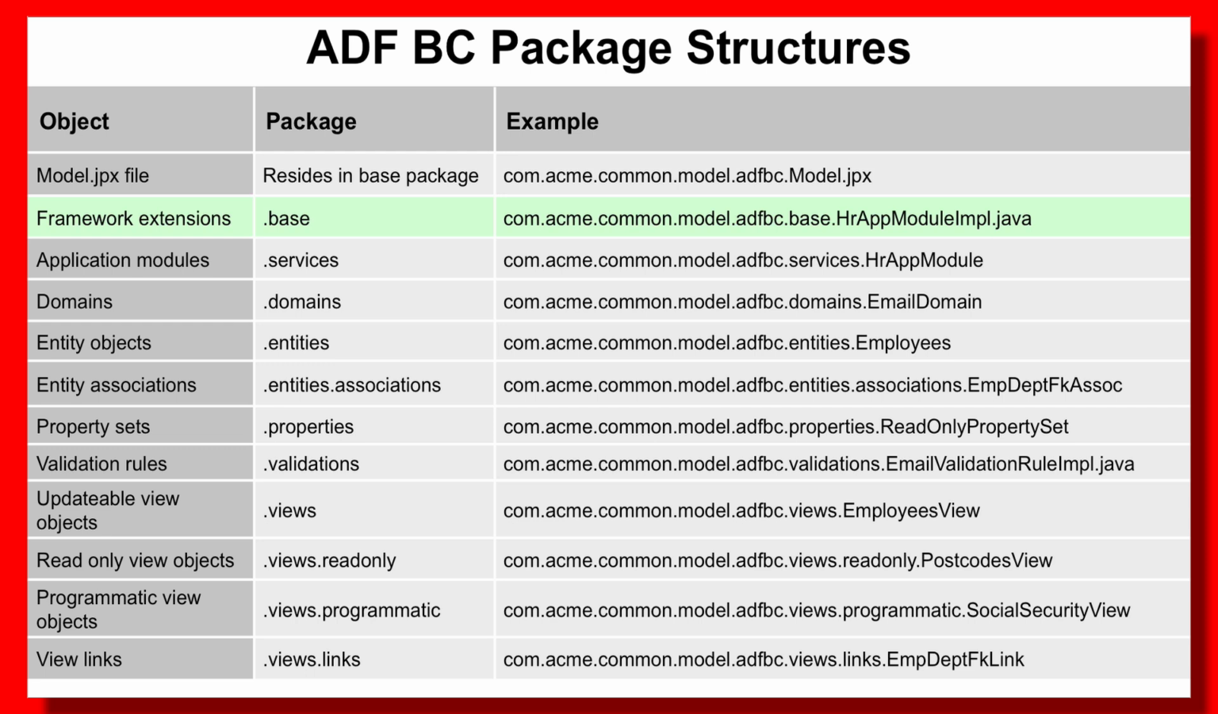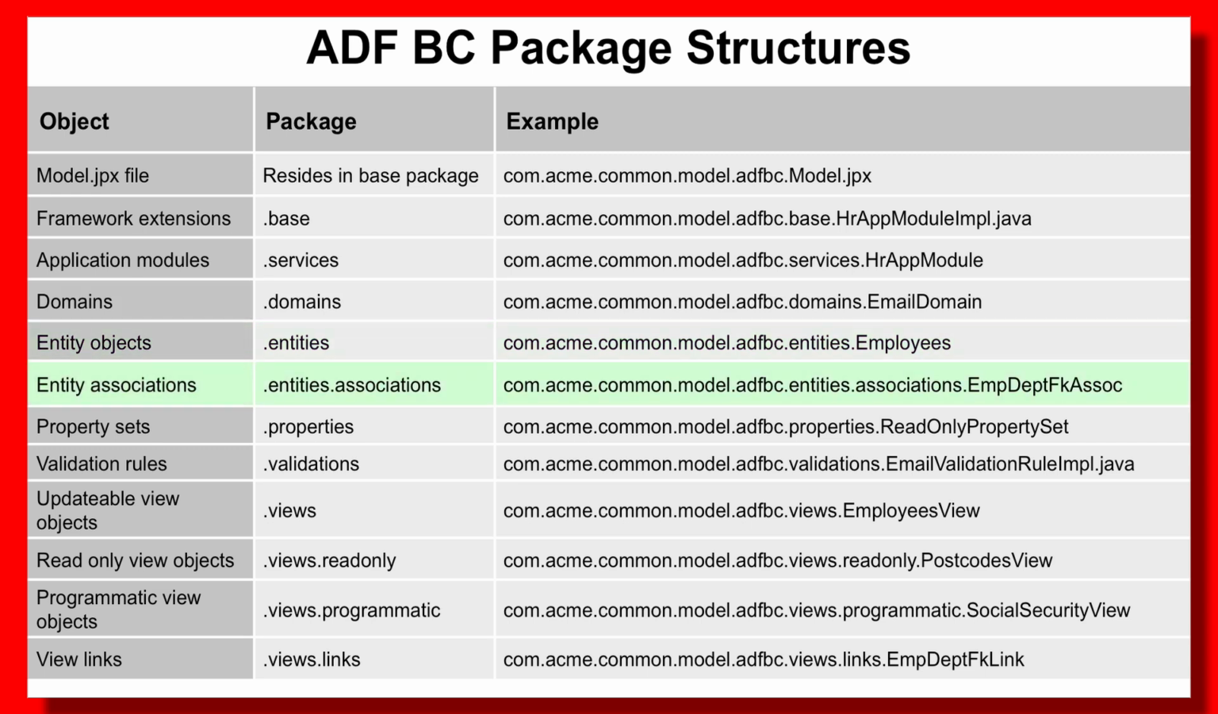So here you can see HRAppModuleImpl.java. Further to that, if you're going to create application modules, then we assume that you would put them in a .services package. So you can see the example here again, com.acme.common.model.adfbc.services, and then HRAppModule is our specific application module example in this case. Now, from here, it's pretty obvious what we're doing. We have a subdirectory or a package for domains. We have one for entities.